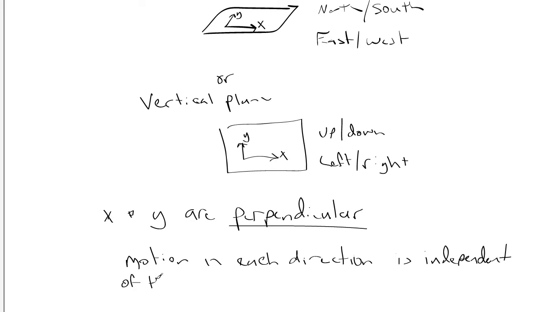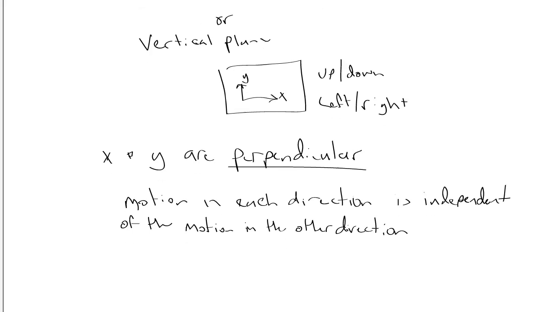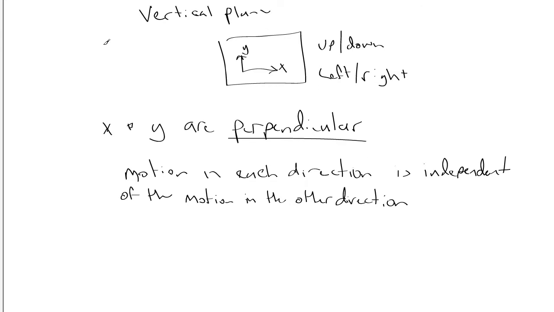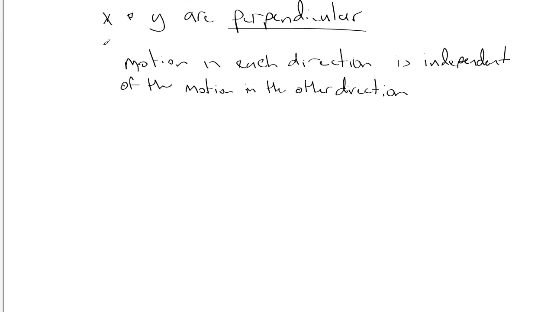So if I have some motion taking place in the x direction, that has no effect, no influence on the motion that is taking place in the y direction. And what that means is that I can create the two components of the motion completely separately. So I can handle the x component of the motion without even worrying about the y component of the motion. And that's really, really important. And the reason that we can do that is because our x and y axes are perpendicular.